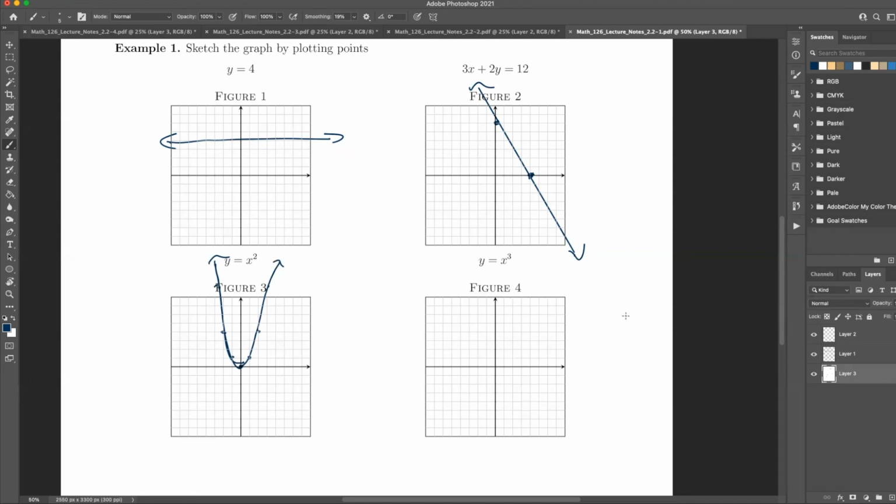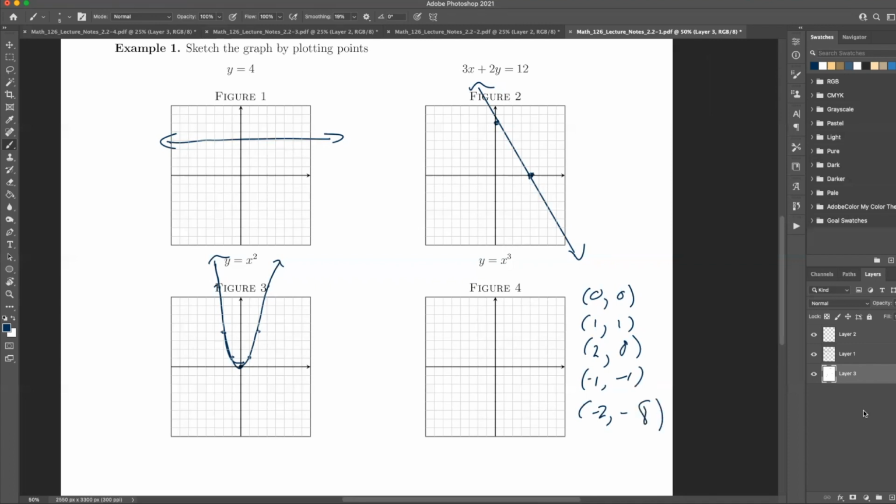Here's the cubic. So let's just do some points. If x is 0, y is 0. If x is 1, y is 1. When x is 2, y is 2 cubed, which is 8. When x is minus 1, we have negative 1 cubed, which is negative 1. So negative 1 times negative 1 times negative 1 is negative 1. Negative 2 cubed is negative 2 times negative 2 times negative 2, which is minus 8.